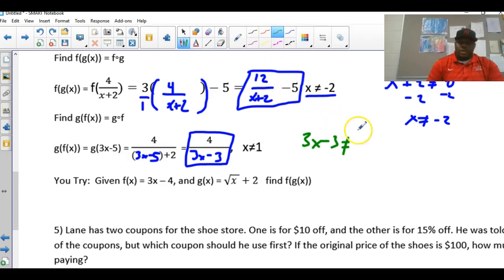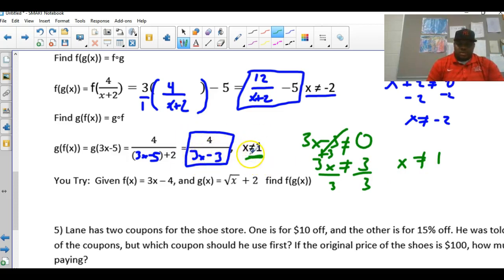What that does for you, add 3. So you have 3x not equal to 3, right? I just added that 3 to the other side. And then you divide by 3 here. You get x is not equal to 1. All right, so that's where that restriction came from. Again, fraction, restriction, fraction, restriction. Y'all got that?